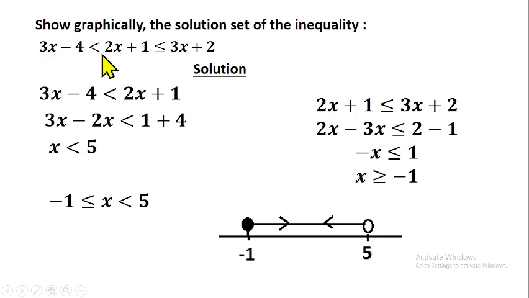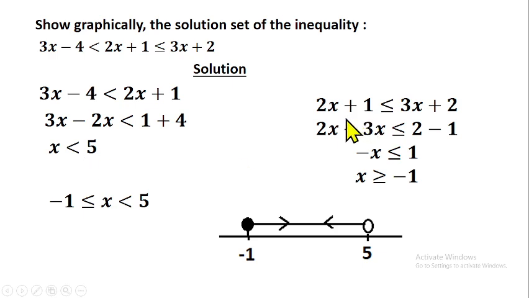You have 3x minus 4 less than 2x plus 1, which is this one, and we also have 2x plus 1 less than or equal to 3x plus 2. Then you can solve them separately. Collect like terms here: 3x minus 2x less than 1 plus 4. 3x minus 2x gives us x, and 1 plus 4 gives us 5. So we have x is less than 5.